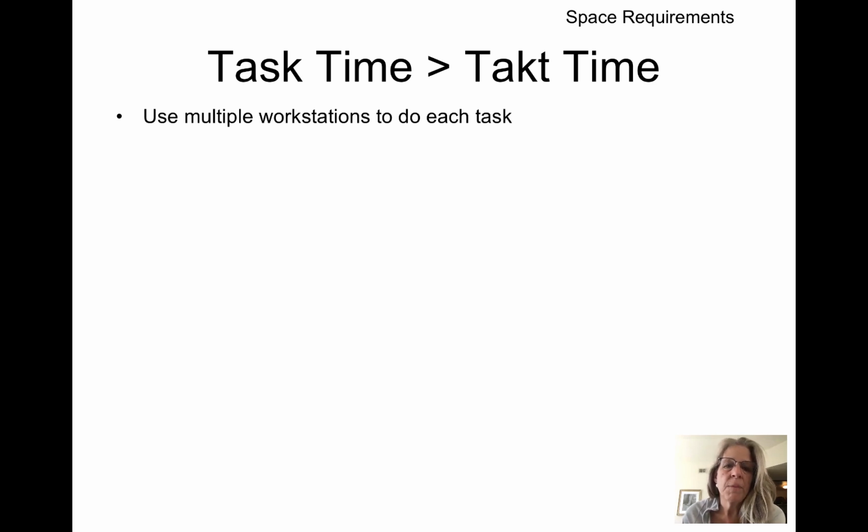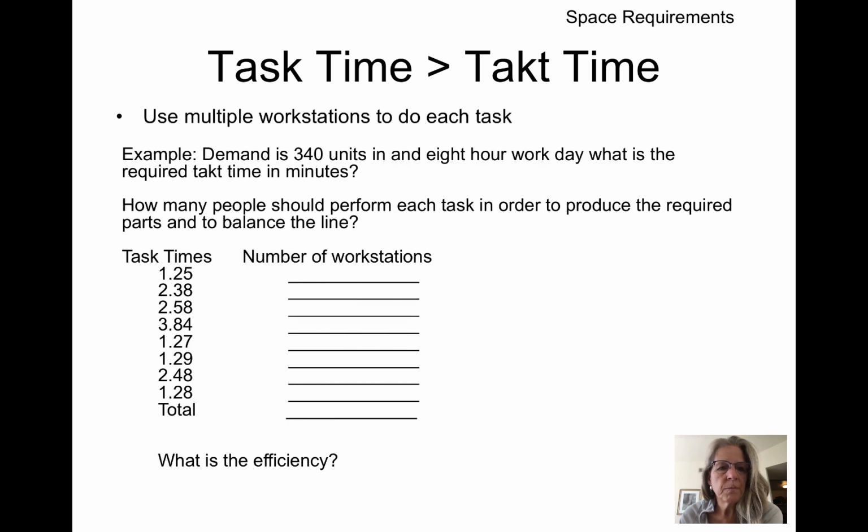The takt time needed to be a minute, but some of the tasks are longer than a minute. So what we do is we have multiple workstations working on the same task, which will decrease the amount of time it needs to spend in the workstation, or increase the frequency at which things are done out of the workstation. So as an example, we have a demand for 340 units in an 8-hour workday.